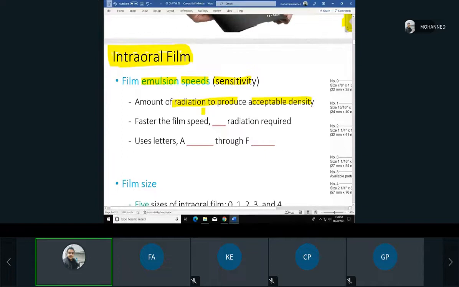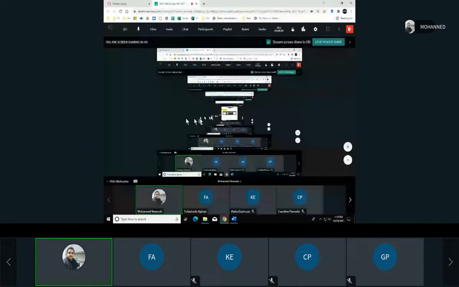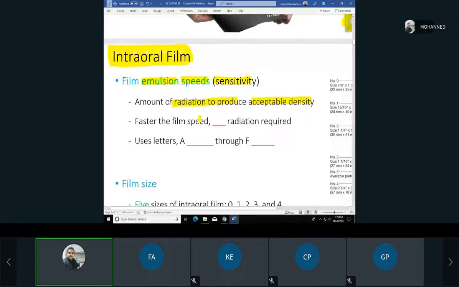So how much X-ray we need so we can get an actual good density on the film. The faster the speed, the more radiation required? Well, I'm just asking. Right? It's a fast film, so you don't need to expose it much. If it's a faster film, that's what we want. We want to get faster films to expose the patients less to radiation.